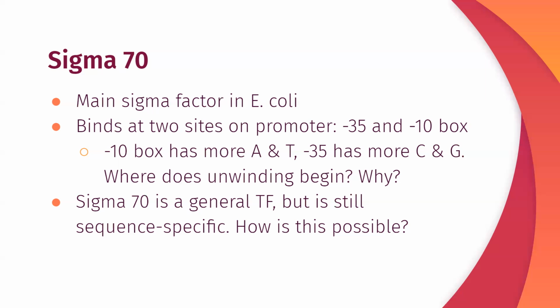And then a follow-up question. Sigma 70 is a general transcription factor, which means it can bind to any promoter, but it is also sequence specific. So does anybody have an idea of how both of those things can be true?